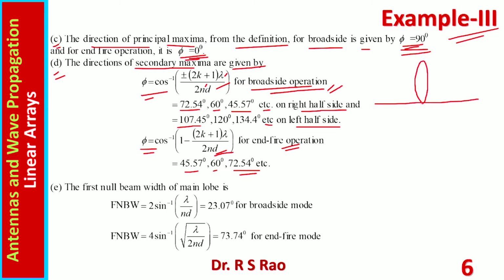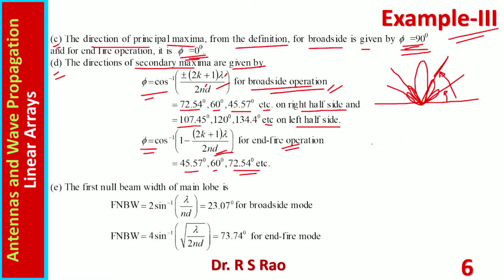This is main lobe surrounded by secondary lobes like this. These are secondary lobes. This angle is 72.54. This is 60 degrees. Left side also we have secondary lobes. The direction of this lobe is 107.45. The direction of this secondary lobe is 120 degrees. These angles are values assumed by phi for the directions.